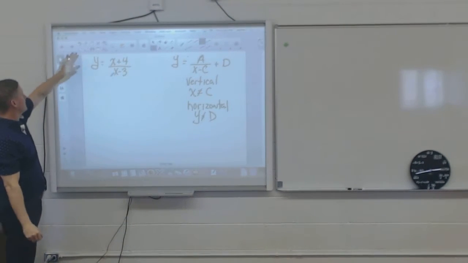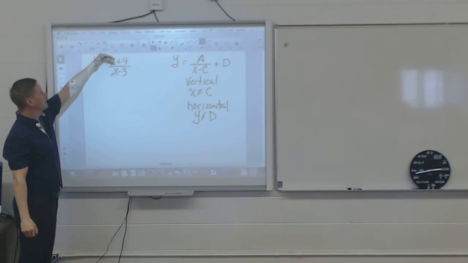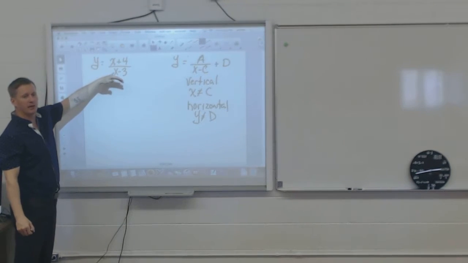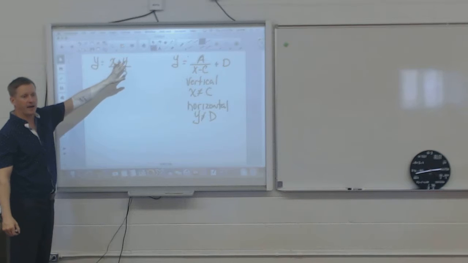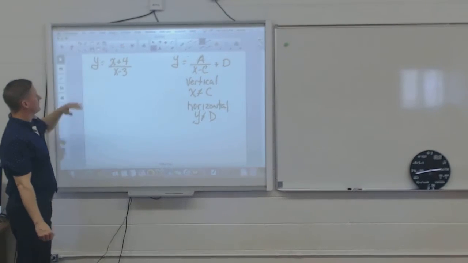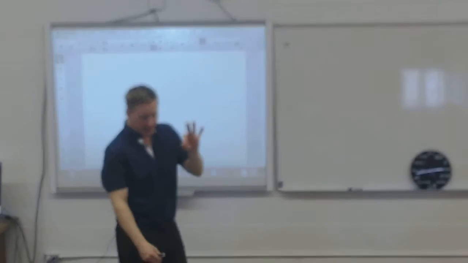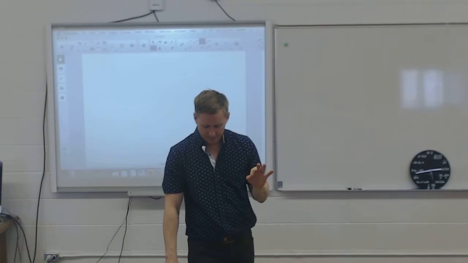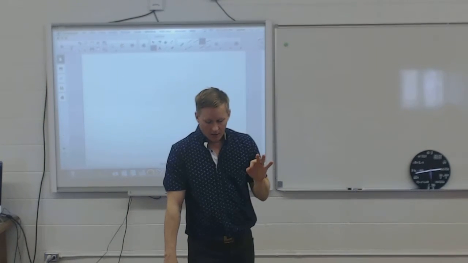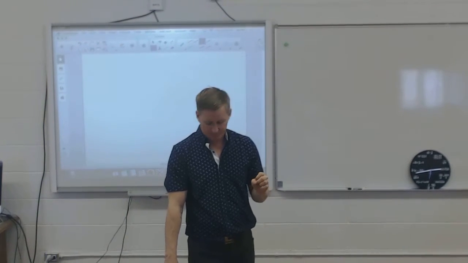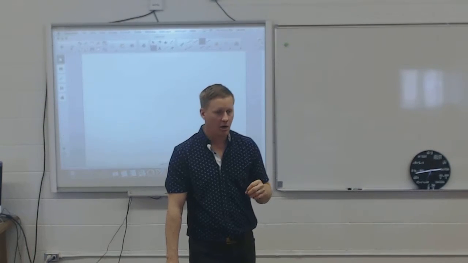Okay, so that takes care of that. That's if you've got a degree of 1 on top of a degree of 1, and no common factors. So we're going to look at 3 scenarios that happen here. Points of discontinuity. That means at least one common factor.